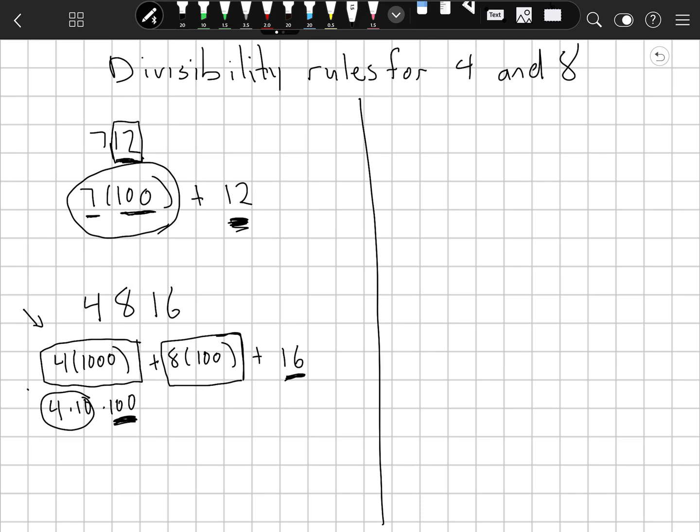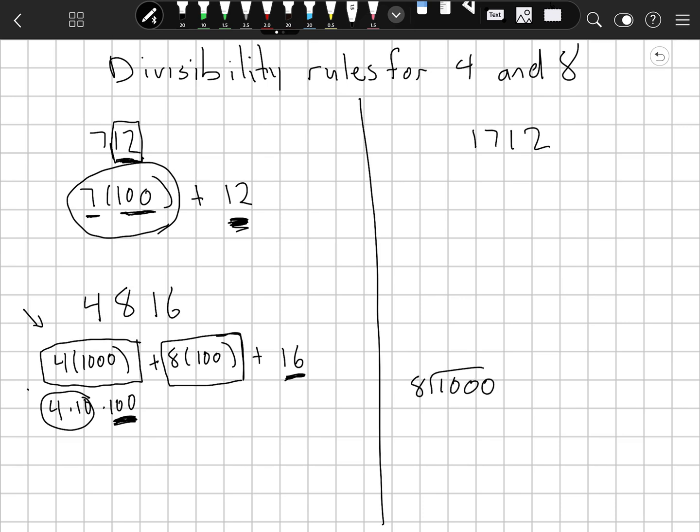Let's take a look at the divisibility rule for 8 now. I'm going to write a number up here, 1712. And it'd be nice if 8 went into 100 like 4 does, but it doesn't. But 8 does go into 1,000, so I'm just going to do that down here.